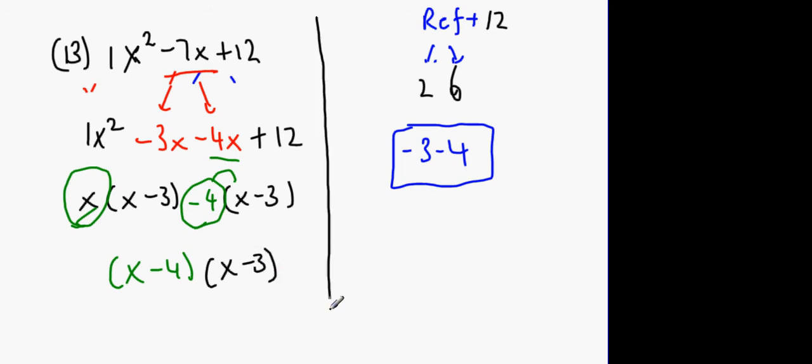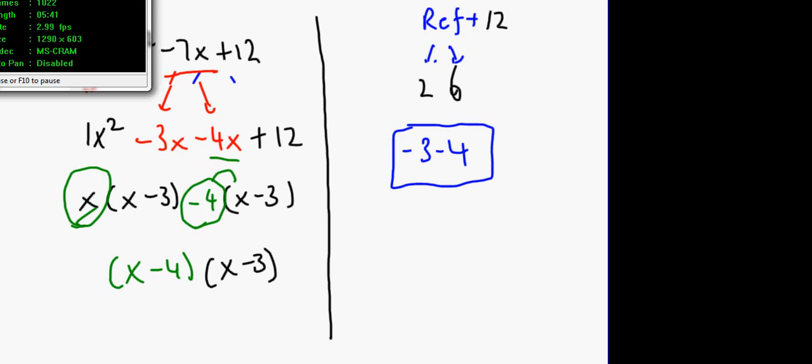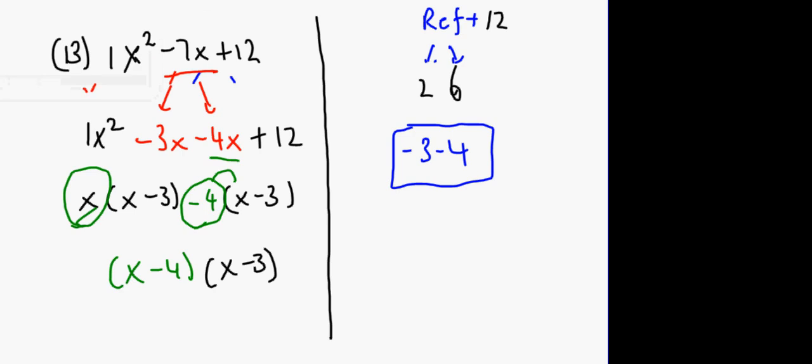Now, I need a question. Some people might be wondering if they got the right answer or not. Some people might have switched the 3x and the 4x around, which is perfectly acceptable, and they would have got x minus 3 and x minus 4 the other way round. Both answers are the same because in multiplication it doesn't matter which one comes first. Okay? Now, the next one we're going to deal with is one that has a minus at the end.